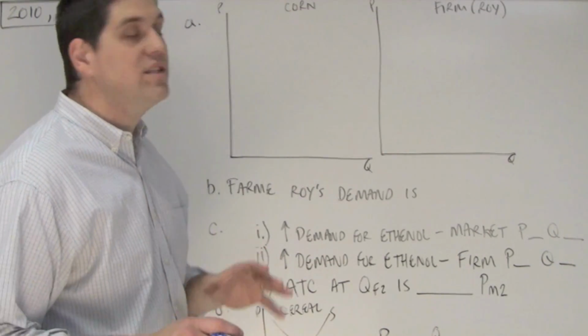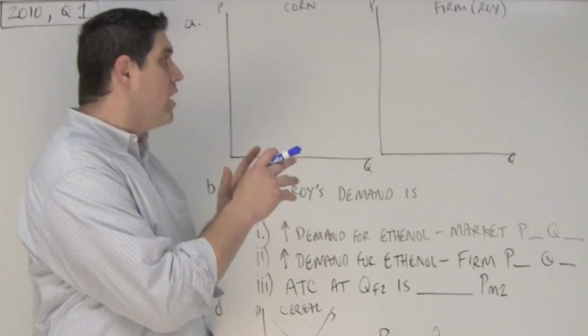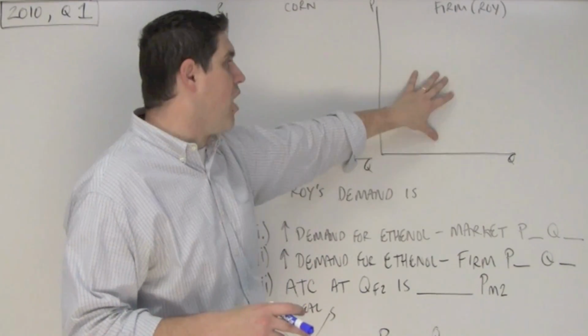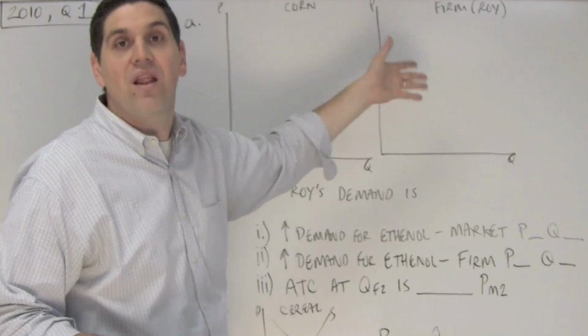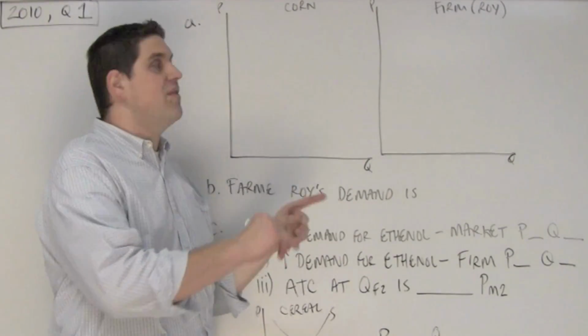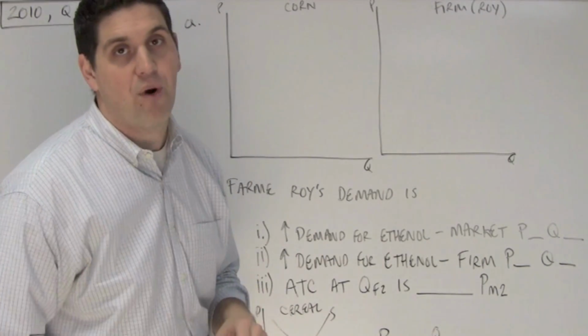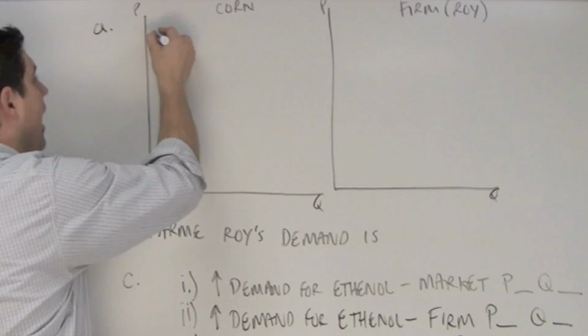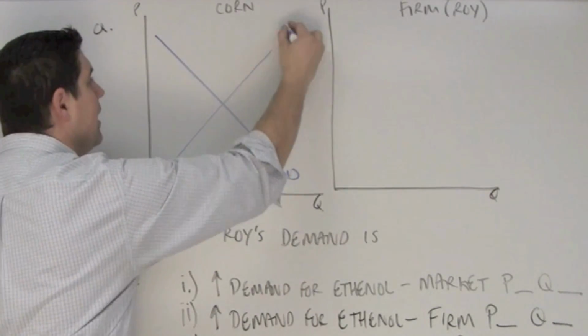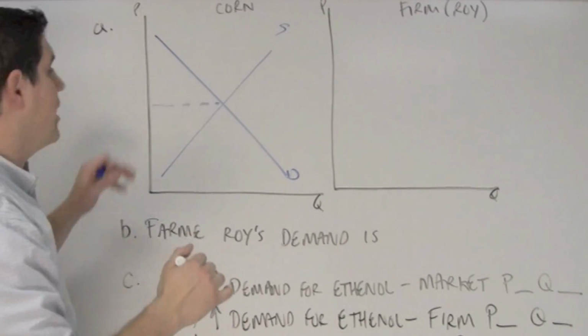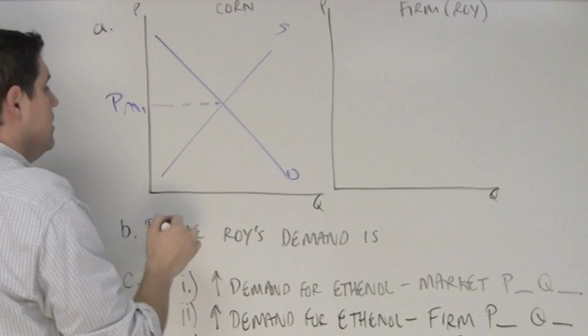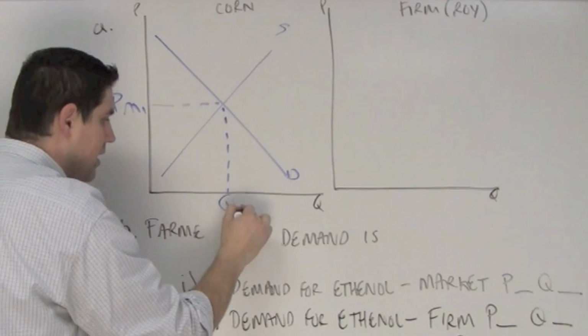Now these questions will always give you the information you need to figure out what sort of graph you need to draw over here. Profit, loss, or breaking even in the long run. In this situation, it said that Farmer Roy is making zero economic profit. So let's start over here with the market. We've got demand and supply, and we've got a price. They asked you to label this PM1, and a quantity, this is the quantity M1.